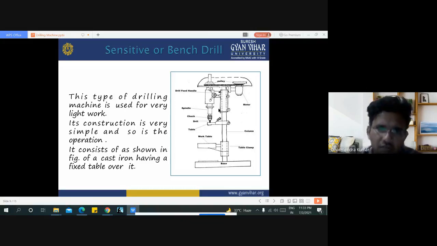Its construction is very simple, and its operations are very easy to perform. We can employ a less skilled person for drilling purposes. It consists, as shown in the figure, of a cast iron base having a fixed table over it.